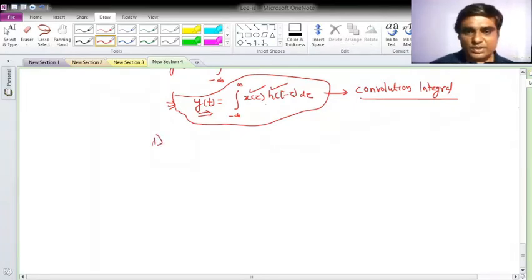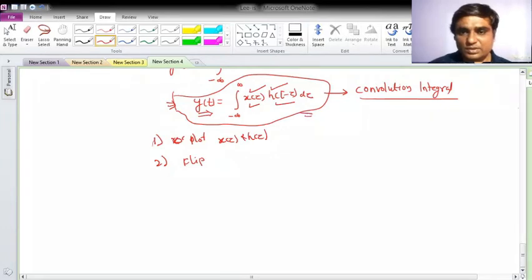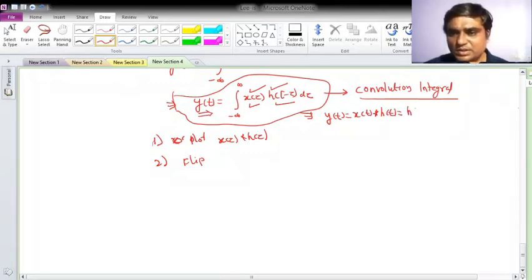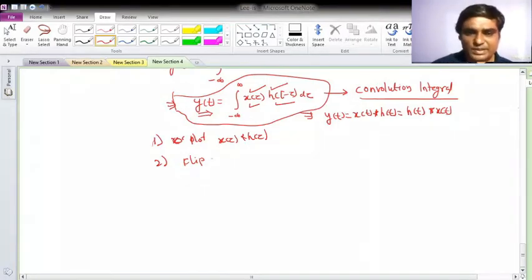First, if the x of t is given to you, and the impulse response is given to you, first you plot x of tau and h of tau. Okay, then once you know this, next you flip any one of them. This you can write as x of t convolved with h of t, or this is commutative also, so any one of the signals you can flip to get x of t minus tau or h of t minus tau.